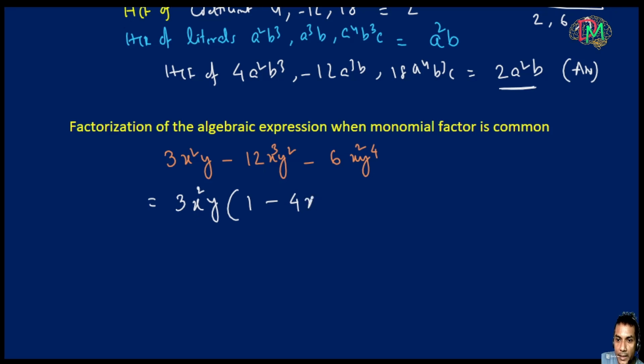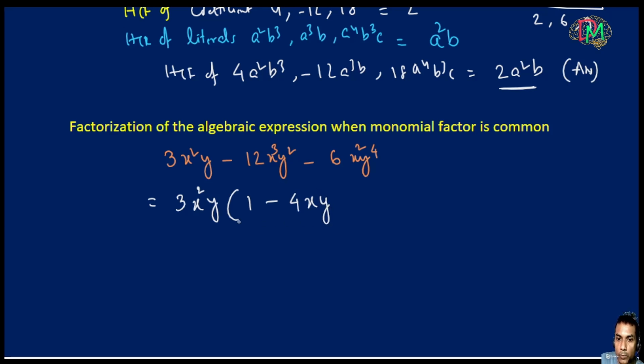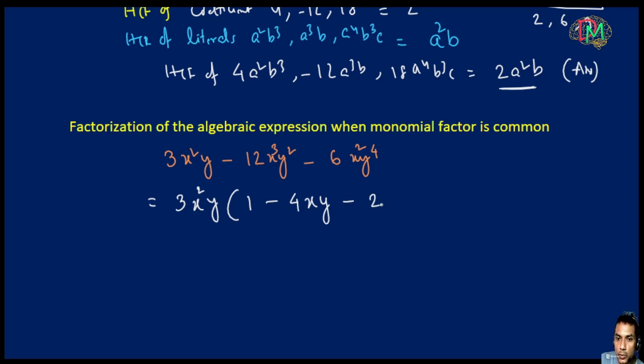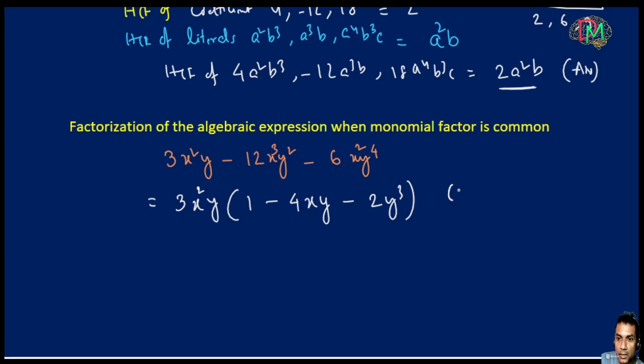4x, because here it is x cube, here it is x cube. So if we divide by x square, what remains is x. Clear? And also y remains, because one y is removed from y square and y remains. And here 2 remains, x square is removed, and y cube. Clear? This is the answer.